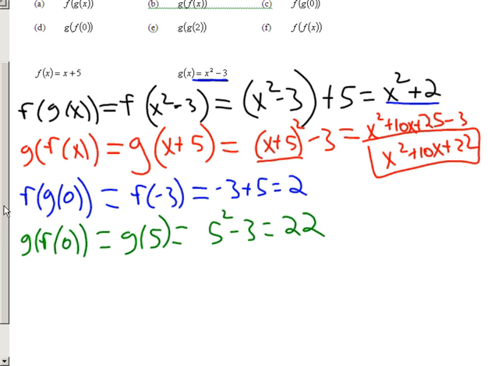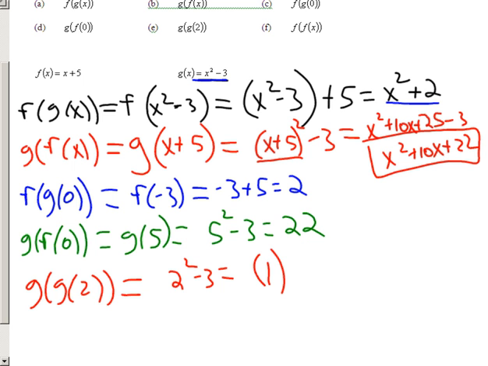is g of g of 2. We have not found this composite yet. So we take 2, we plug it into the g function. We get 2 squared minus 3, which is 4 minus 3, or 1. That's the output. That becomes the new input coming right back into the g function, which is 1 squared minus 3, which is negative 2. So g of g of 2 is negative 2.